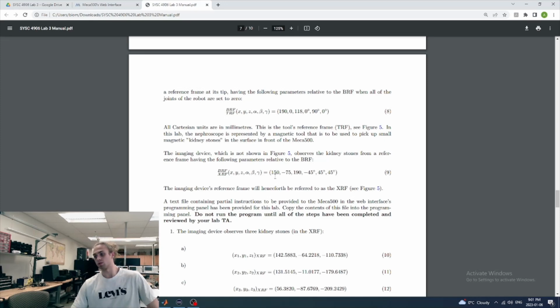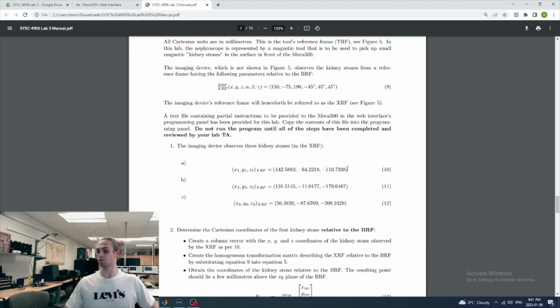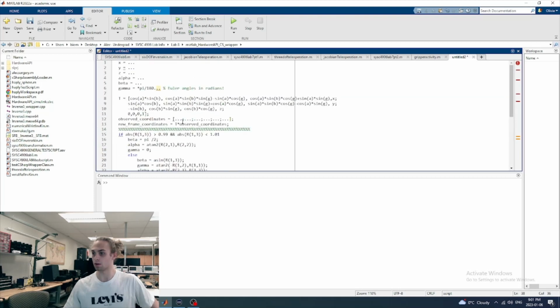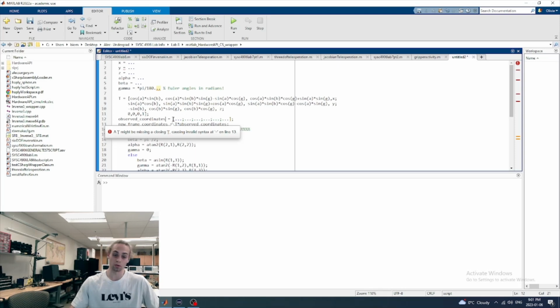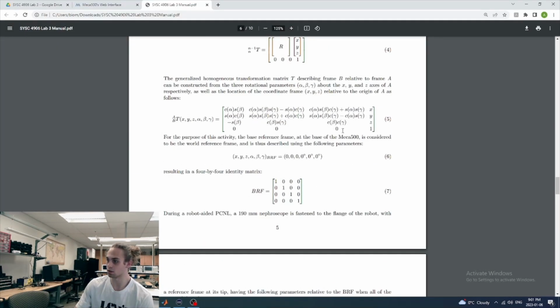So what I would do here, given the fact that you know where the XRF is relative to the BRF, is for each of these points observed in the XRF, I would create a column vector in MATLAB called observed coordinates. This should be a 4-row column vector because the last entry has to be completed with a 1, as seen here on the far right in equation 5.